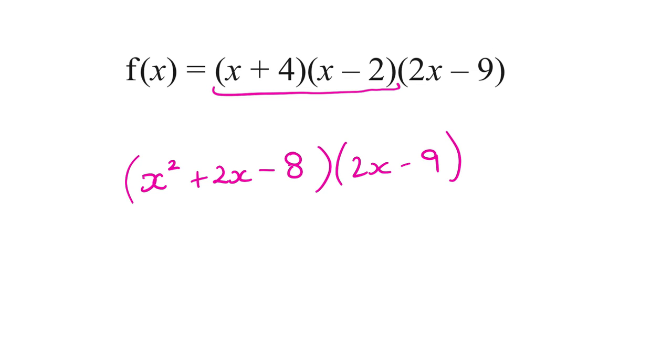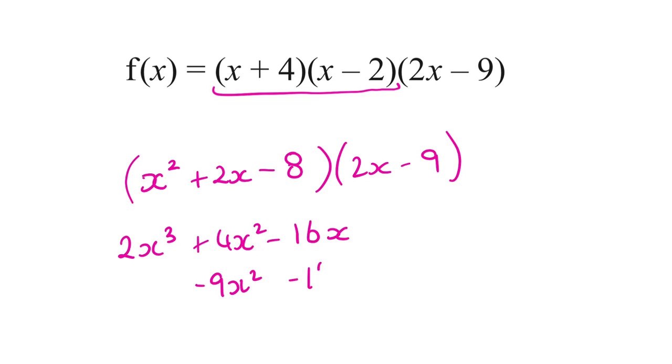We should be really fast at expanding now, shouldn't we? Yeah? So I'm going to multiply everything by 2x. So 2x cubed plus 4x squared minus 16x. Now I'm going to multiply everything by negative 9. Minus 9x squared minus 18x plus 72. Guys, if you're not getting 72 here, you've gone wrong somewhere. We already discussed it was 72, didn't we?